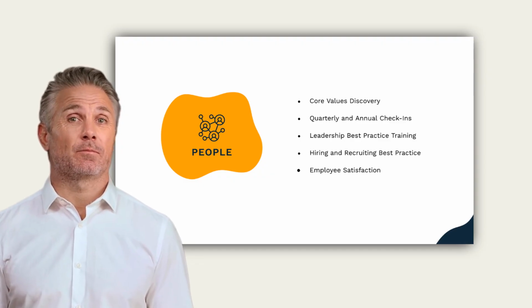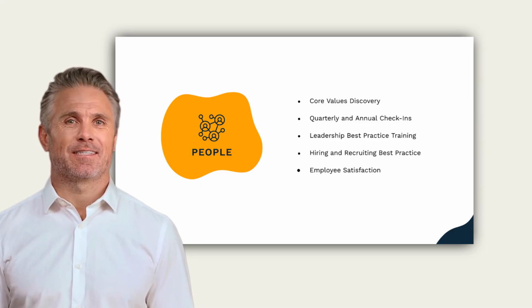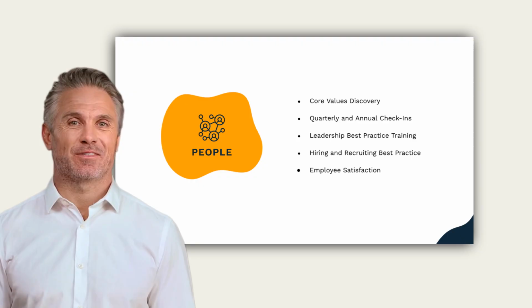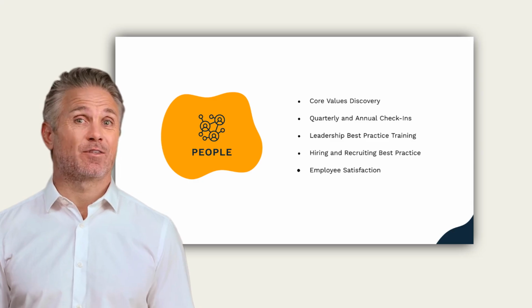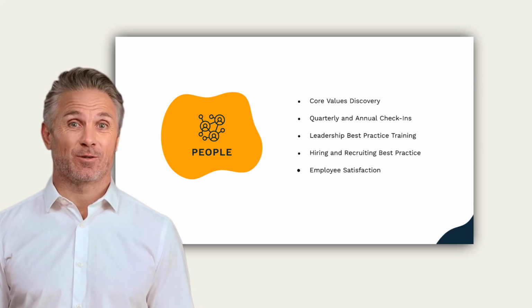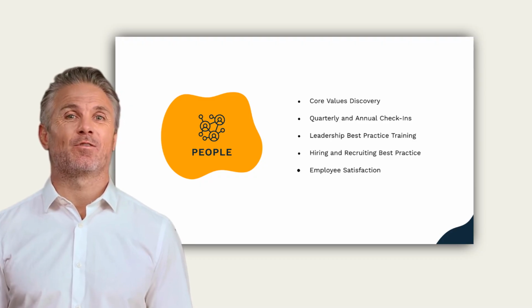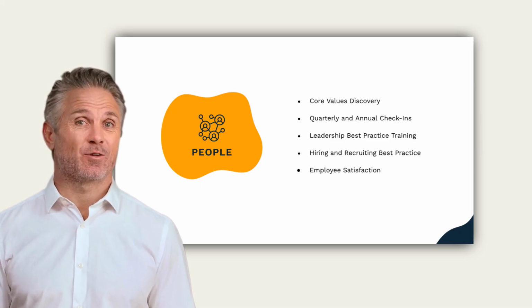Another part of the people component is quarterly and annual check-ins for every employee. Often, this is a completely new experience for teams. And 9 months into it, employees will say things like, "I've never had a supervisor and direct report relationship like this before." It's simple servant leadership, and it becomes your framework for consistent, meaningful employee relationships and professional development.